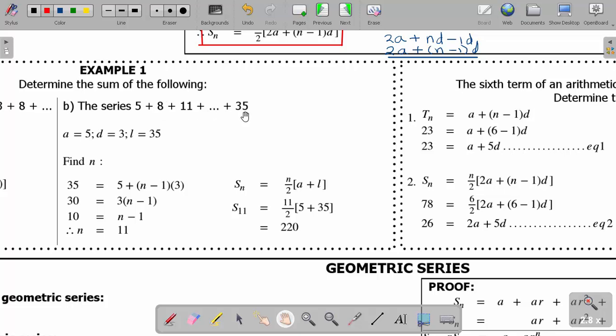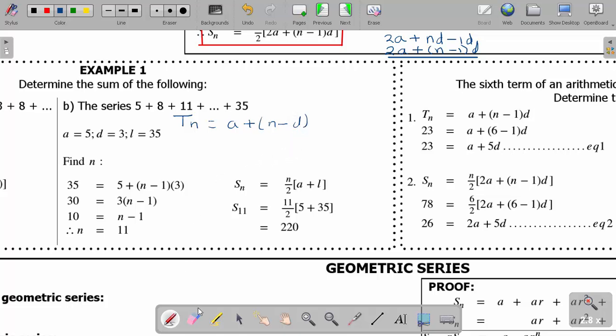Now we said if I have the last term, you can use Sn equals n over 2 into a plus l. Because I don't know how many terms there are, I must get the number of terms first by using Tn equals a plus n minus 1 times d, the nth term of an arithmetic sequence. I must use this to know the number of terms.